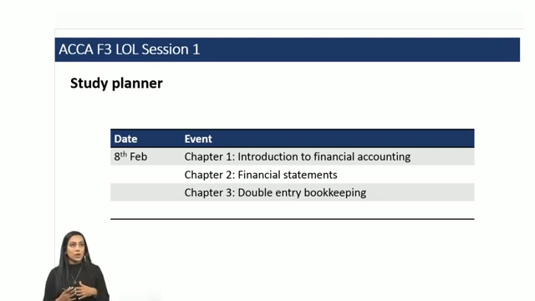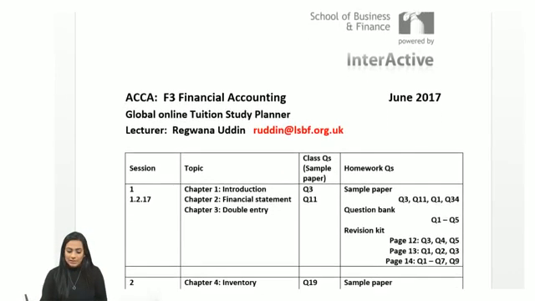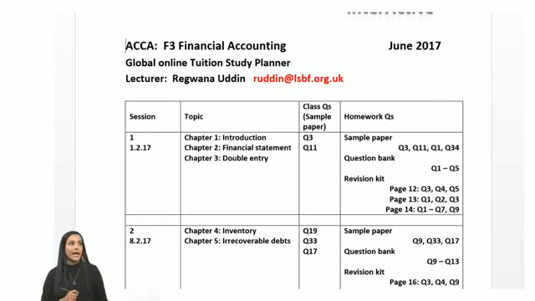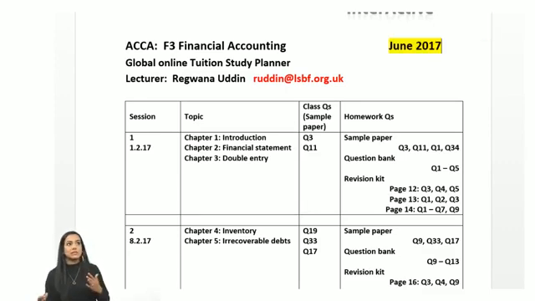Now, with you today in class, you should have 3 bits of documents. The first document that you should have with you is the live online study planner. Don't worry if you can see June 17 or March 17, it doesn't matter. It's the same for all students. This study planner will give you guidance on what we will do.